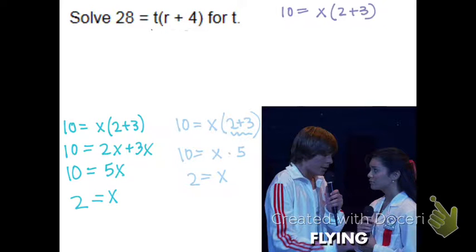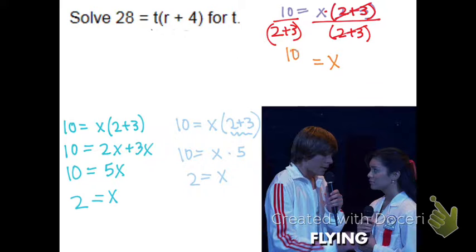Now, the way that would work is to just undo this multiplying. Don't worry about combining like terms. Don't worry about distributing. Just think of this as multiplying by 2 plus 3. How do we undo multiplying by 2 plus 3? Dividing by 2 plus 3. Because anything divided by itself is 1. So what we do on one side, we need to do on the other side. So we're left with x equals 10 divided by 2 plus 3, or 10 divided by 5, which again we get that same answer, 2.